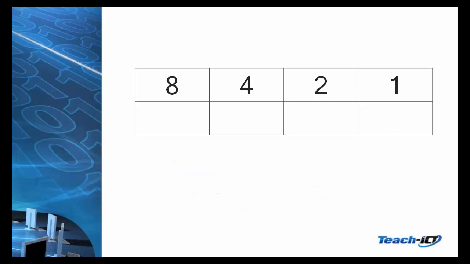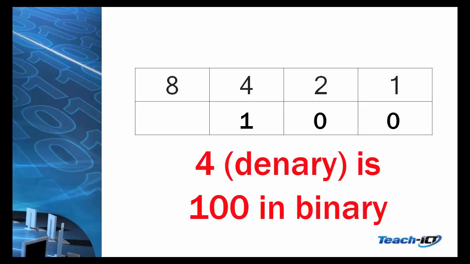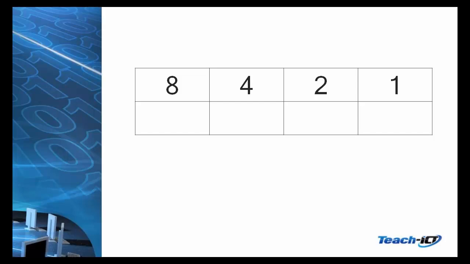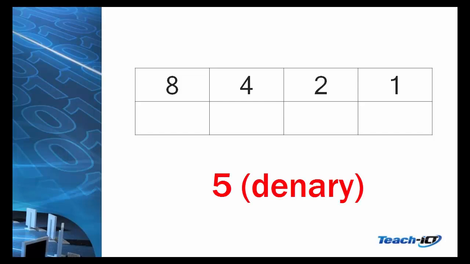Looking at the table with its headings, it's easy to see that to represent 4 simply means putting a 1 in the 4 column, and then putting a 0 in the 2 column and a 0 in the 1 column. So in binary, 4 is represented by 1, 0, 0. Now don't get that confused with 100. It's not 100. So what do you think 5 would look like? Well, it would be 1, 0, 1.